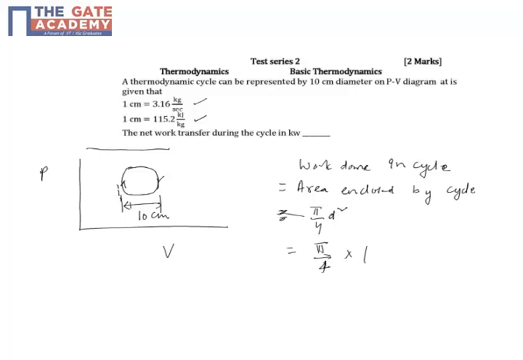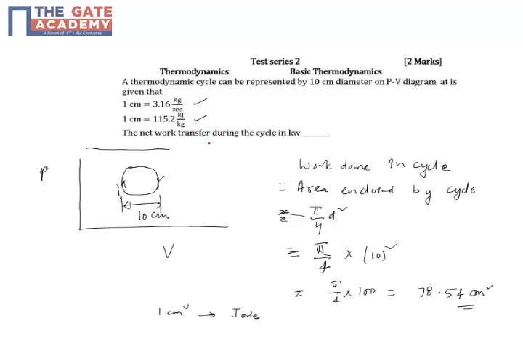So if you multiply the diameter 10 centimeter square, what you get is basically pi by 4. The area of the circle is pi by 4 d square, and it's pi by 4 into 10 square. So this value, when I calculate pi by 4 into 100, comes out to be 78.54 centimeter square. Now remember this centimeter square, 1 centimeter square should represent joules, right?